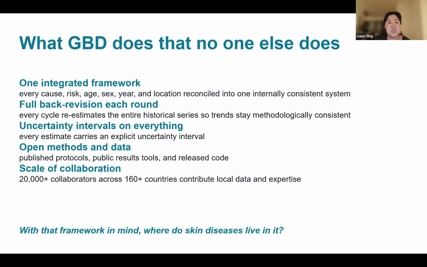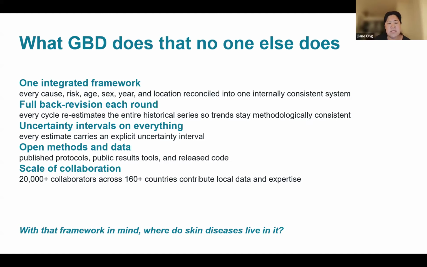The first is that the GBD is one integrated framework. We have one system where we reconcile the information produced for every cause, risk, age, sex, year, and location. GBD is also iterative. Within every GBD round, we may have developed new methods, we may integrate new processes, we may integrate new information about the disease epidemiology, and we want each round of GBD to reflect the best available knowledge and methods that are available to us.